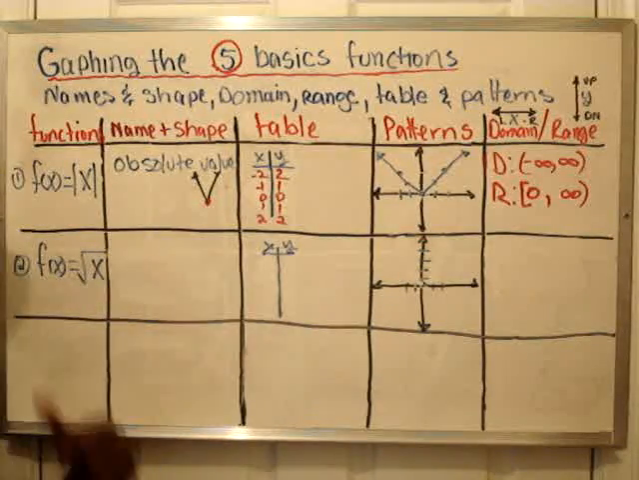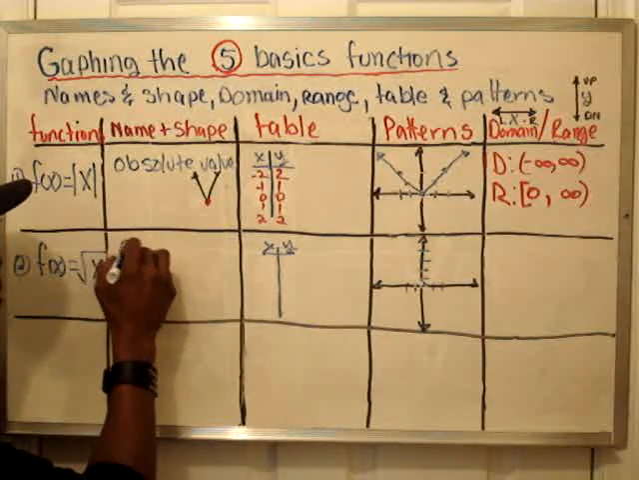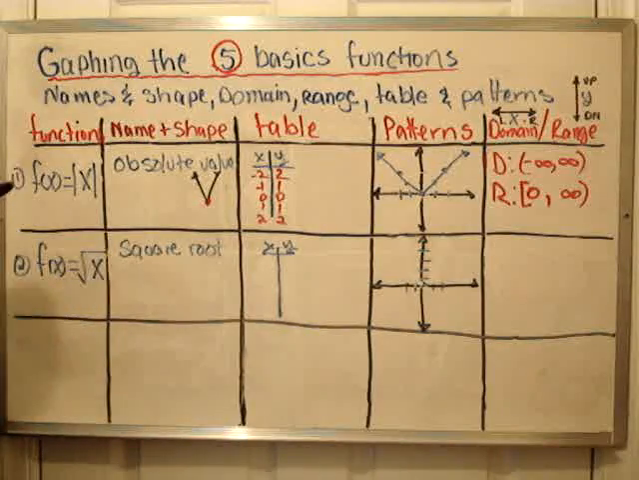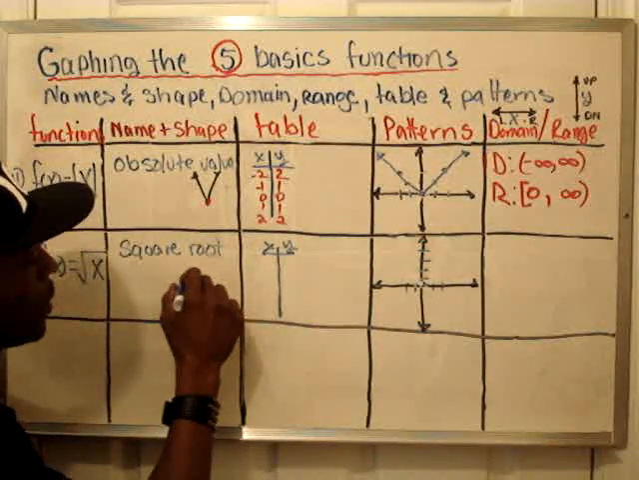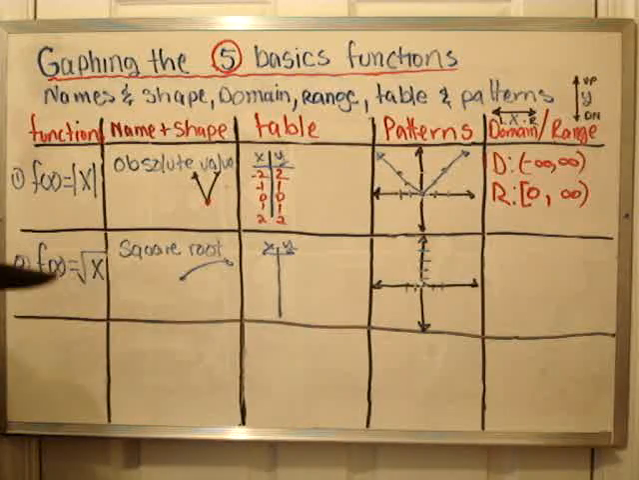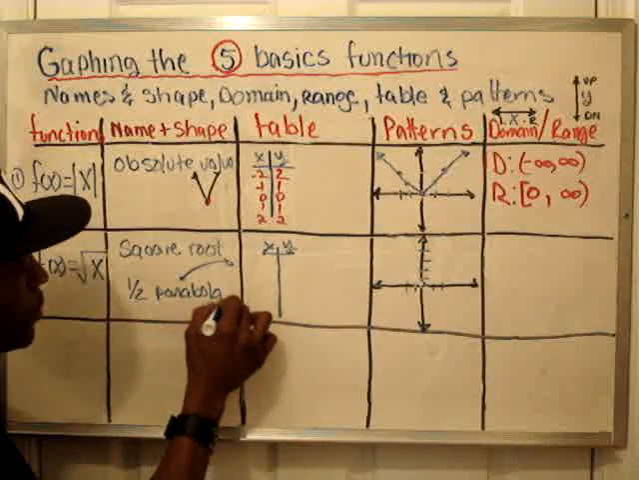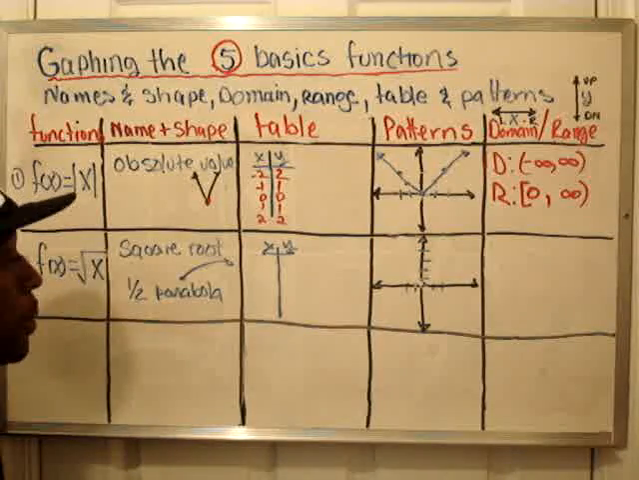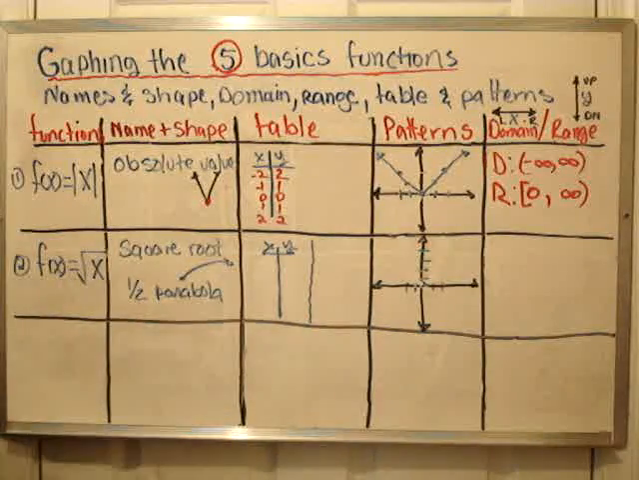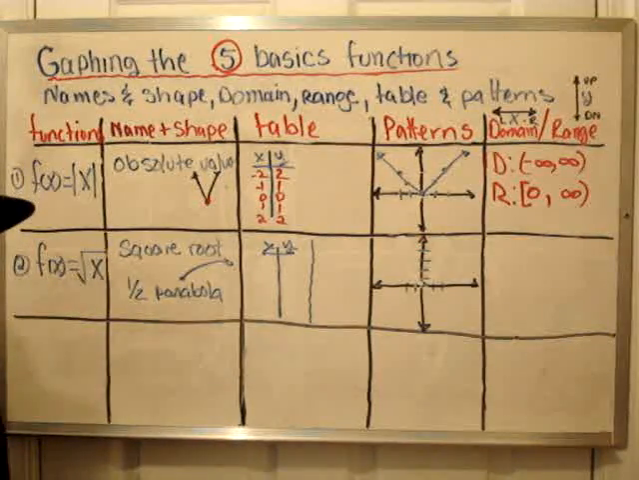Alright, now we're going to go to the next one, which is the square root function. The square root function, what's the name of it? And the square root function looks like this. Like a half parabola. And the half parabola for this particular one, since this is a different function, starts at 0, but it doesn't have a center at 0.